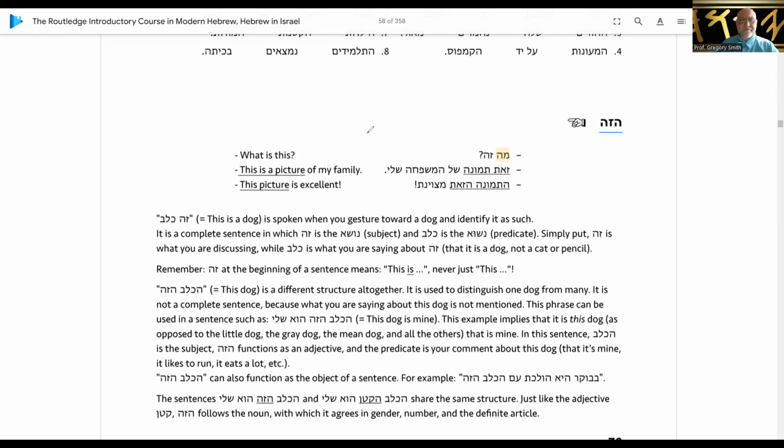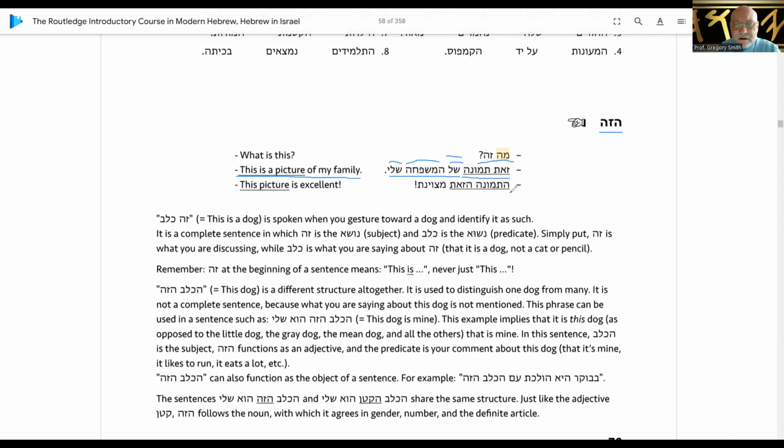Okay, so mah zeh, what is this? How about this one? Zot tamuna. I think that tamuna is a picture. Zot tamuna. Okay, shel hamishpacha shali. So this is the picture which belongs to the family, and it's my family. Notice these two possession words being used. This is the picture of my family.